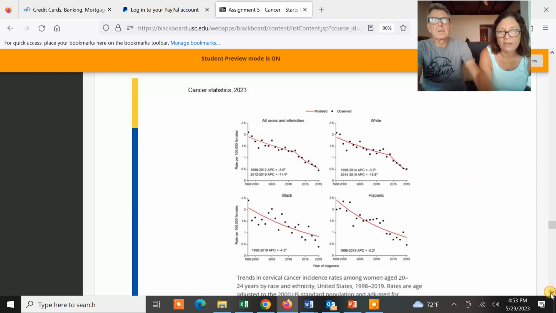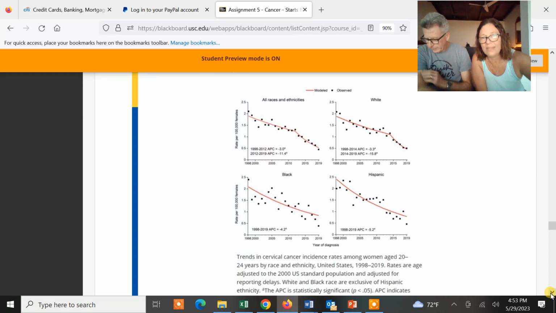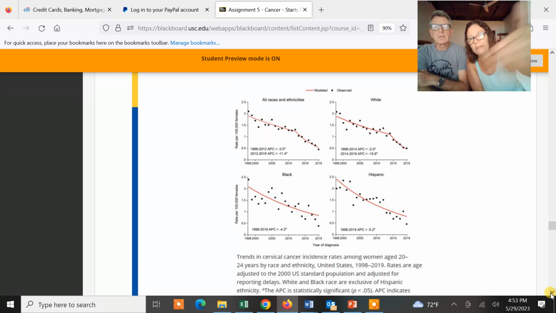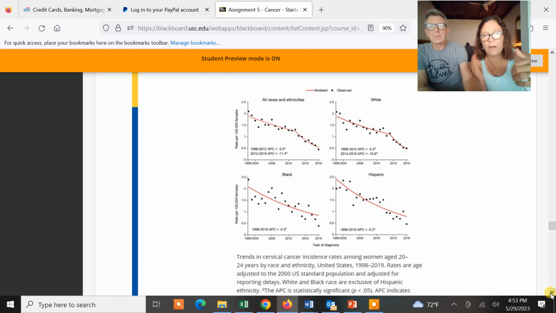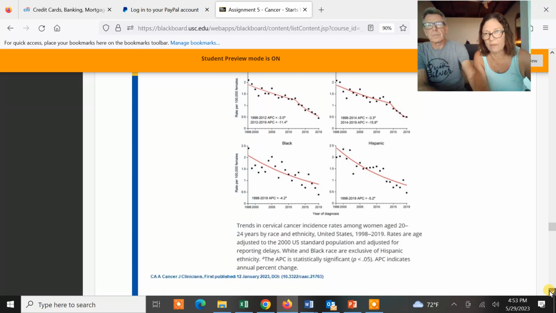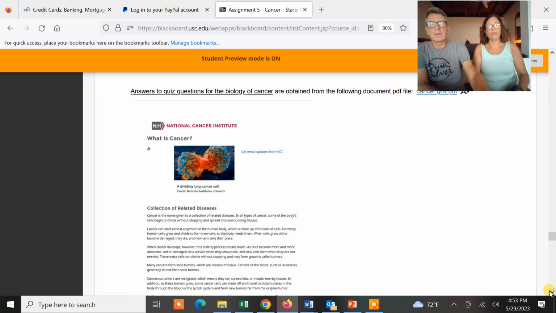Okay. So I talked about the HPV vaccine. Here's data to show all races and ethnicities. Look at white, look at Black, look at Hispanic. We're seeing a line that's going down from, say, the year 2000 to the year 2020. We're seeing fewer cervical cancer cases among women in the U.S. So I am very happy about that.